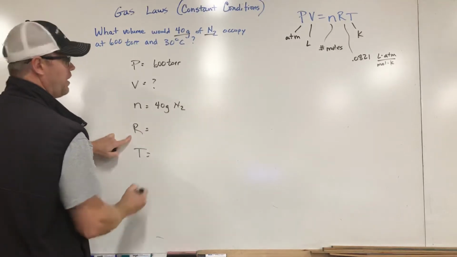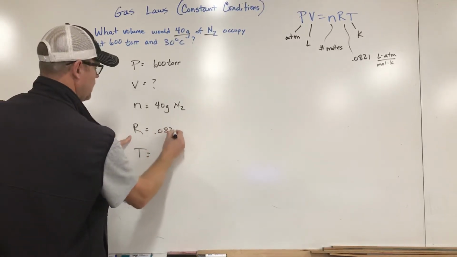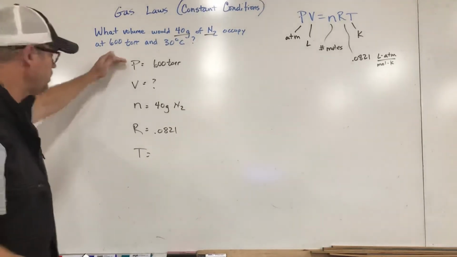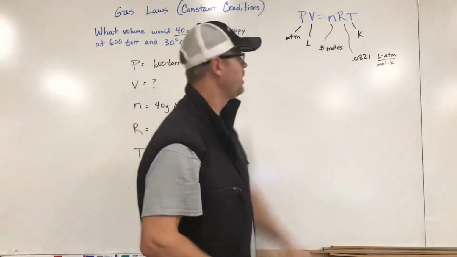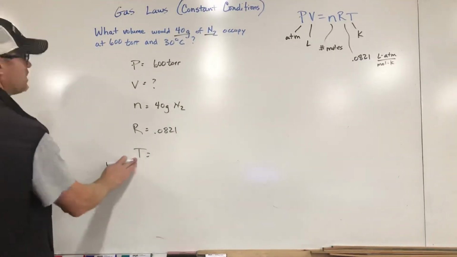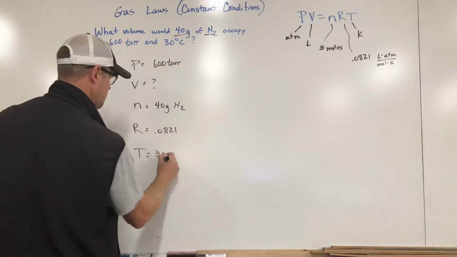I got an R value of 0.0821, and I'm not going to bother writing the units over there right now because just like before, I'm going to get all the units to match these things before I start, and then I don't have to really worry about unit cancellation. I know my algebra is going to take care of it. My temperature is 30 degrees Celsius.